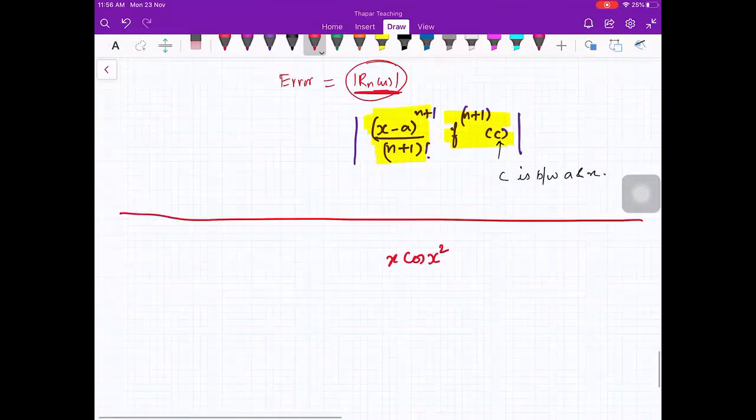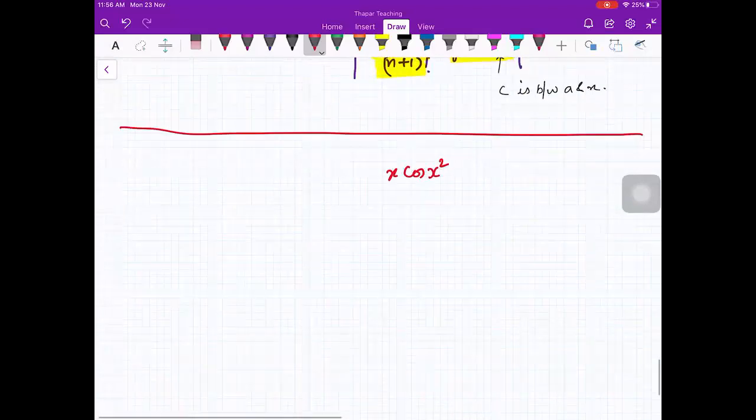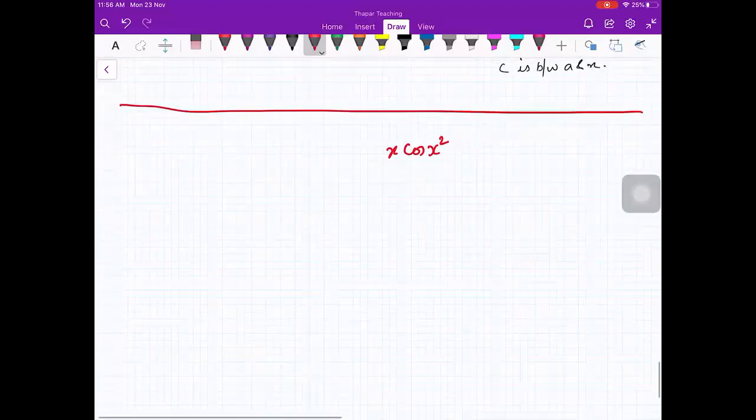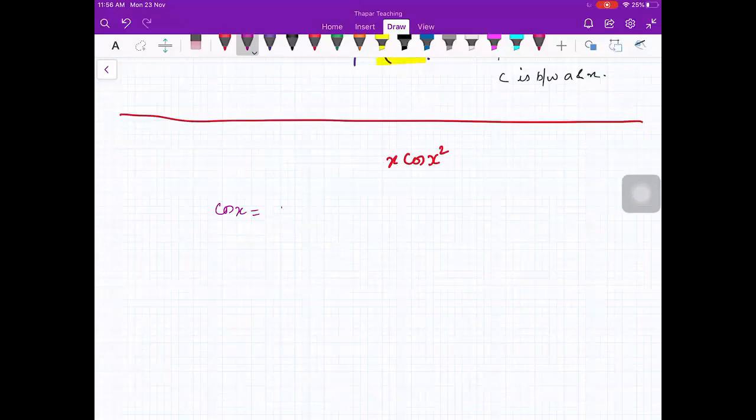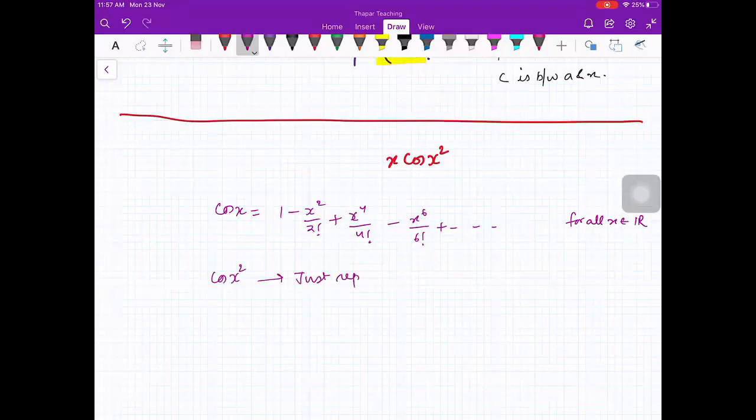Okay, beta. So we have Taylor series by substitution, in the sense that you can write the cos x series. What is this? This is 1 minus x^2 upon 2 factorial plus x^4 upon 4 factorial minus x^6 upon 6 factorial and so on. And this is valid for all x in R. So now if you want to write cos x^2, just replace x by x^2 in the above series.